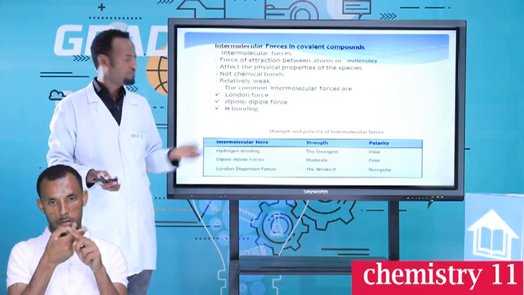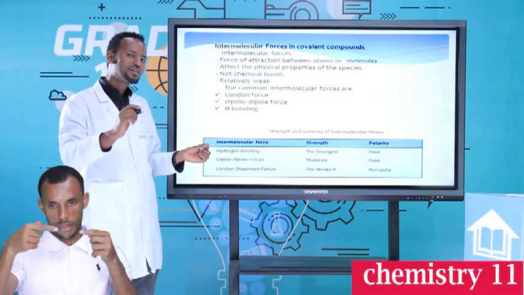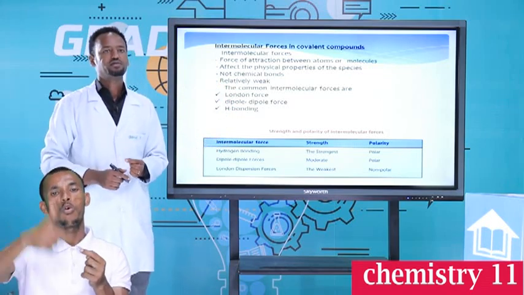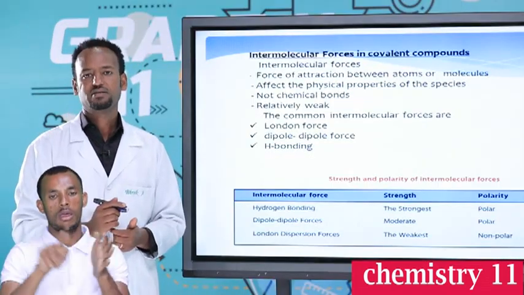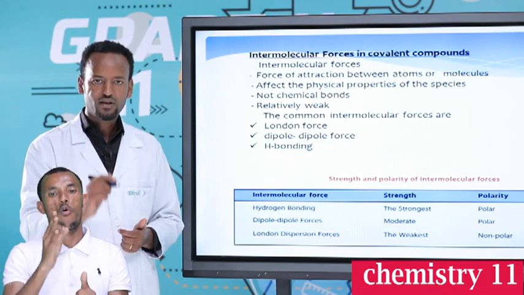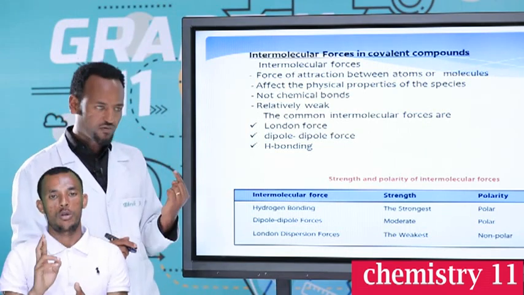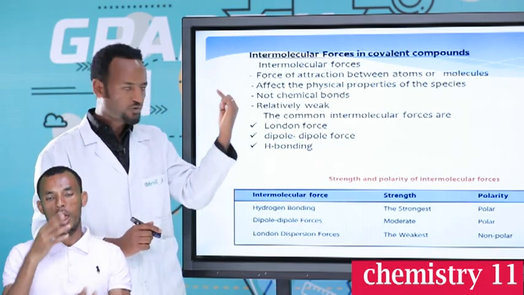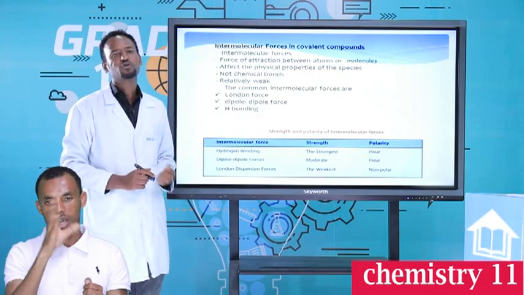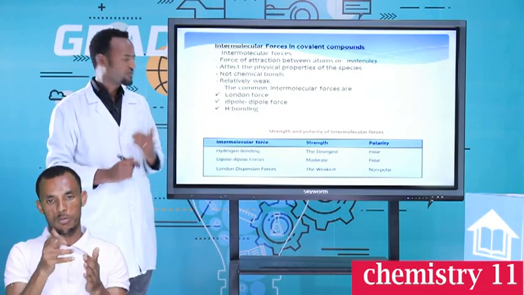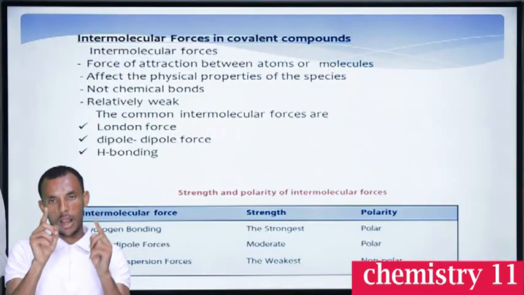Why is it special? Because hydrogen atom is attached to the three most electronegative elements. What are the three most electronegative elements? Fluorine, oxygen, and nitrogen. Therefore, by intermolecular force, hydrogen atom attached with fluorine, attached with oxygen, attached with nitrogen, forms hydrogen bonding. Therefore, hydrogen bondings are the special dipole forces.